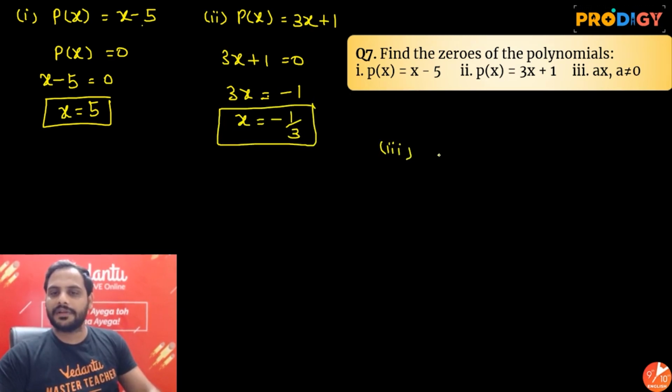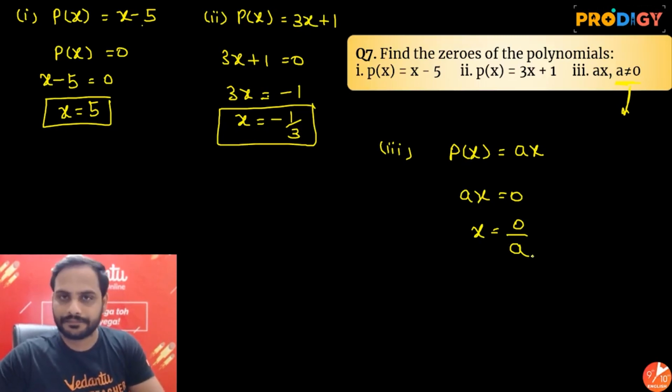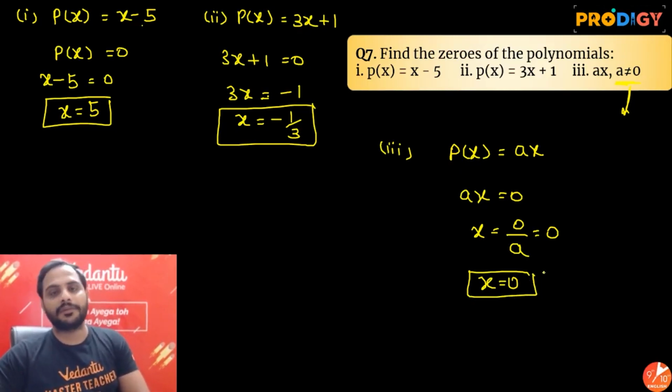And the last one, p(x) is given as, suppose, ax, where a is not equal to 0. So make ax equal to 0. I can say x is equal to 0 upon a. Beta, I know a is not equal to 0, given over here. That means I can do division by a, because if a becomes 0, in that case division will not be possible. But since they have clearly told that a is never equal to 0, this division will always work, and 0 upon anything is 0 only. So x equal to 0 is the zero of the third polynomial. Alright. So finding out the zero of the polynomial is very easy. Make the polynomial equal to 0.